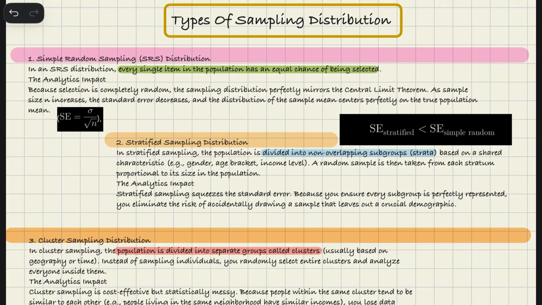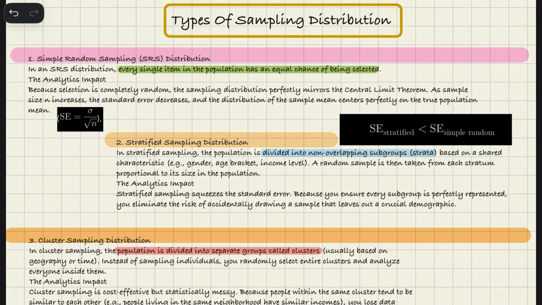For example, when you create a sampling distribution using random samples, the CLT, the Central Limit Theorem, tells us that as long as your sample size is large enough, the distribution of the sample means will form a beautiful symmetric bell-shaped curve centered perfectly around the true population mean.